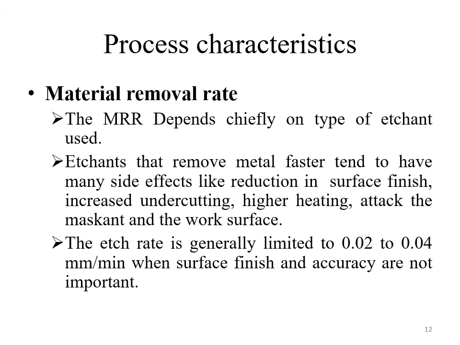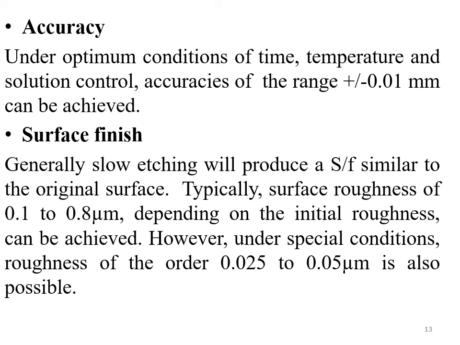The etching rate is generally limited to 0.02 to 0.04 mm per minute, when accuracy is not an important parameter. Coming to the accuracy, under optimum conditions of time, temperature, and solution control, accuracies in the range of plus or minus 0.01 mm can be achieved easily.